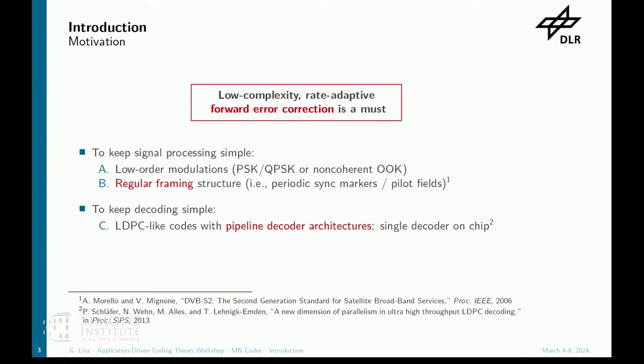And of course, to keep the coding simple, we need to look into some efficient coding technique that we know can sustain high throughput decoding architectures. One example is to go for something LDPC-like. It can be an LDPC or a generalized LDPC, so a sparse graph code, possibly with a pipeline decoder architecture. So now the question is, how can we design a low complexity error correcting scheme that fulfills these requirements?